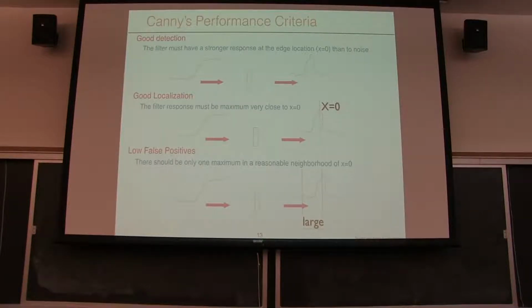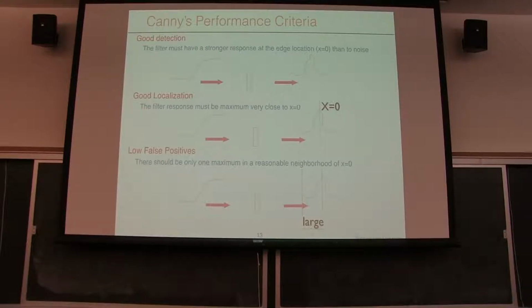But then he added one more constraint. The third one. He said, I want to have low false positives. What that meant was that my signal, after coming out of the filter, might have more than one big bump. But I want these other bumps not only to be small, but also to be far away from my edge so I don't confuse them. I really want to have this one. I don't want to have this one. So I want the distance between the largest peak and the next peak to be large.